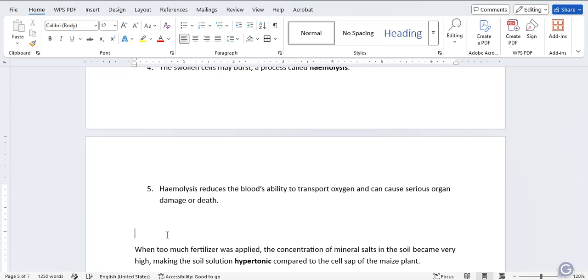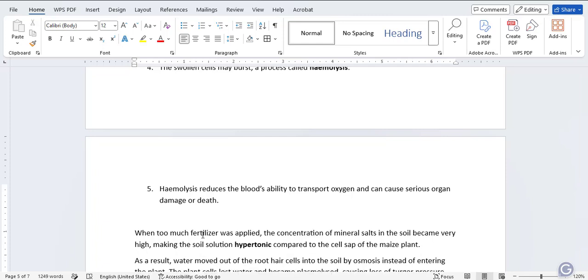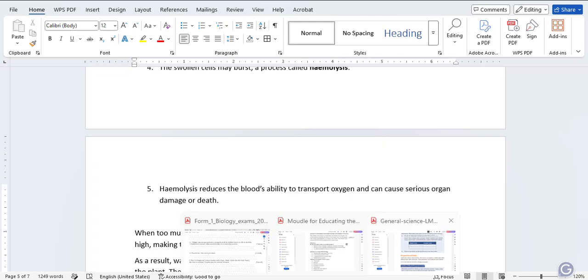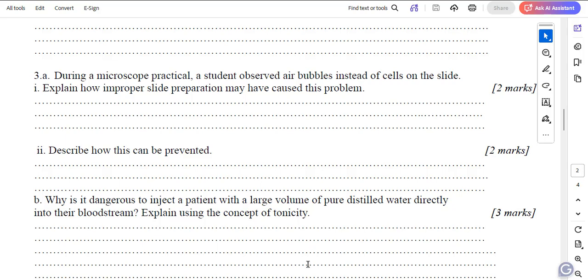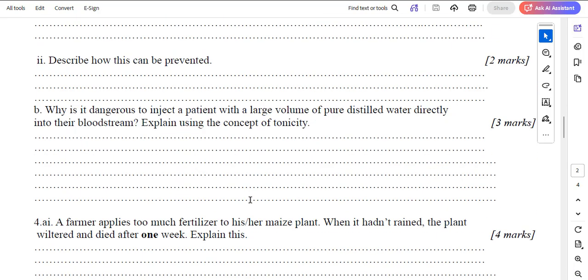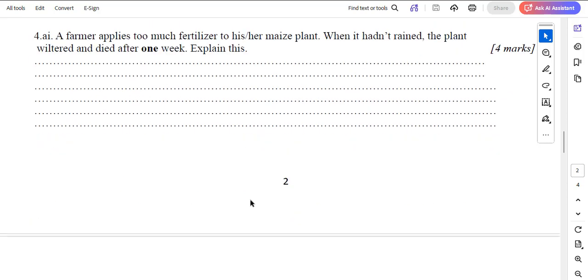I think that ends question 3, and you can go back to have a look at it. Then we go to question 4 quickly. Another application question: a farmer applies too much fertilizer to his or her maize plant. When it hadn't rained, the plant wilted and died after 1 week. Explain this occurrence.